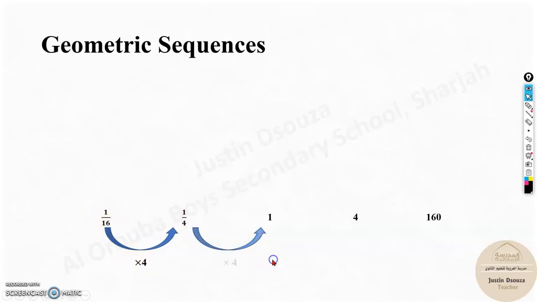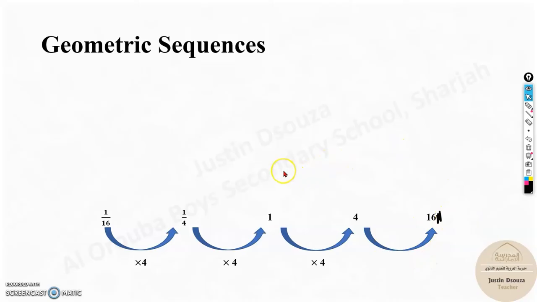Same thing over here. What is multiplied? Same term, 4, and you get 1. 1/16 times 4 is 1/4. 1/4 times 4 is 1. 1 times 4 is 4, and then it goes on. Okay, that is very, very wrong of me. It is supposed to be 16. I will change this in a while. I'm sorry for that. I hope you understand. 4 times 4 is 16, and it just goes on.